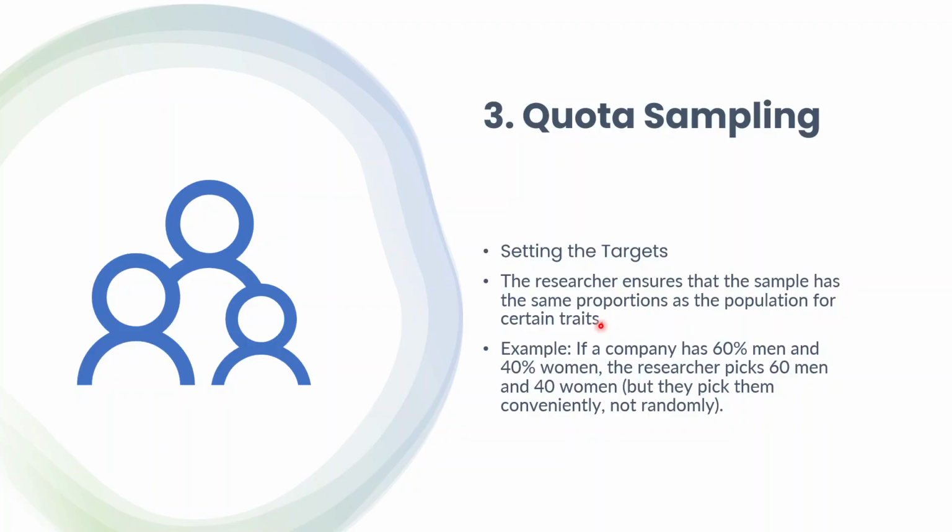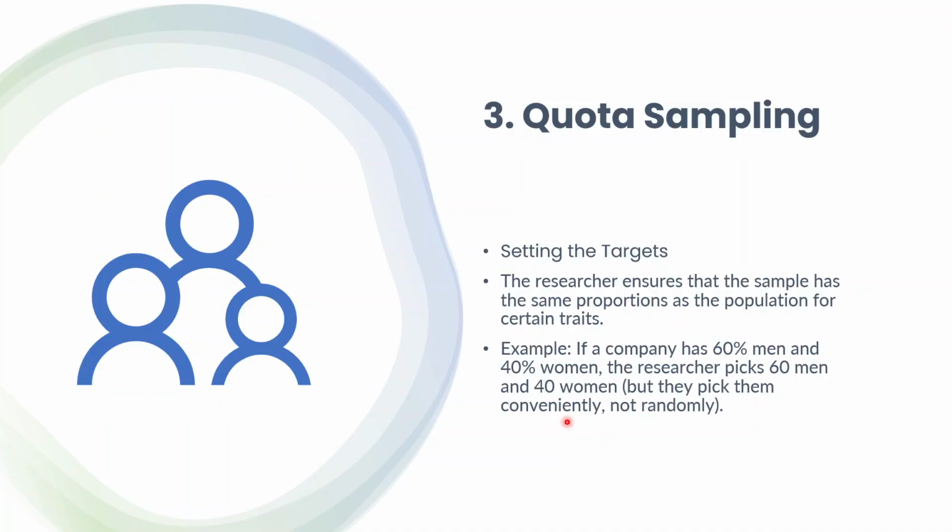So here I am being judgmental about the proportions, and while picking the boys or girls also, I am being choosy. I am picking them with convenience.